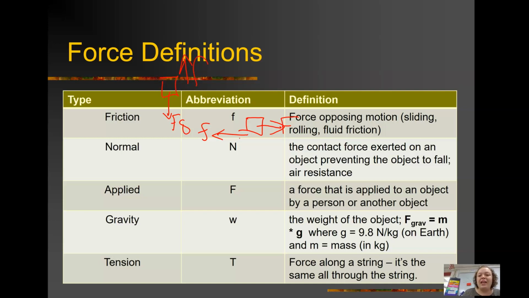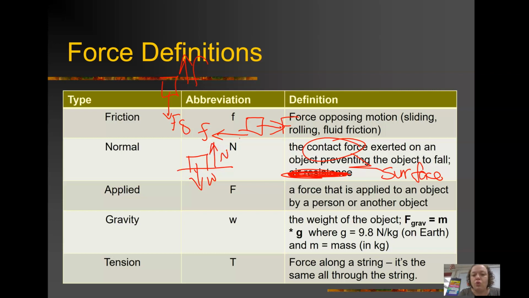The normal force has to have a surface, okay? Contact force means that there has to be a surface. If you're lying flat on something, weight, the force of gravity, pulls you down, but the surface pushes you up. That's a normal force. You have to have a surface. Friction is also a surface. I can't spell.